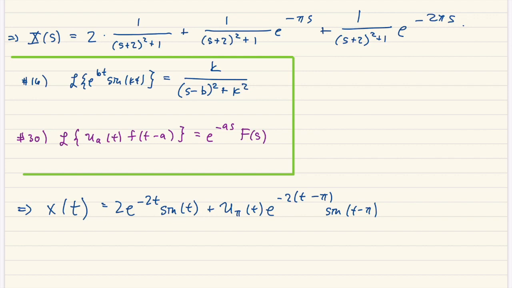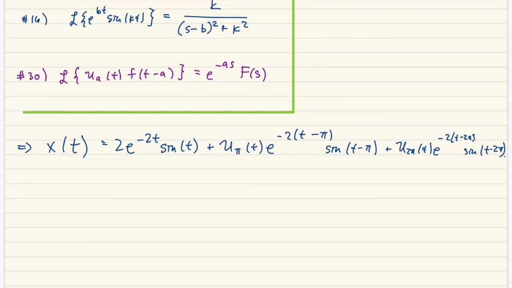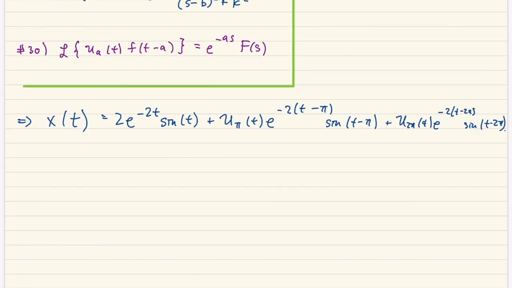And then we'll do the same for the last term. The last term, our a is going to be 2 pi, so we're going to get u sub 2 pi of t, and then e to the negative 2 times t minus 2 pi, sine of t minus 2 pi. Just barely squeezing in our answer there. And you can simplify this if you really want to. I don't care too much.